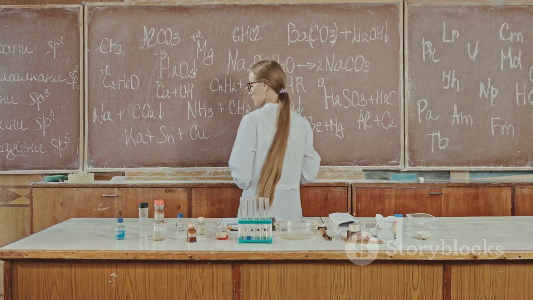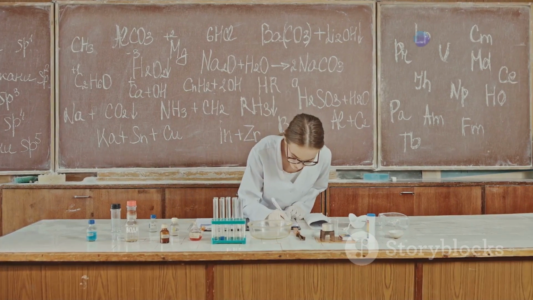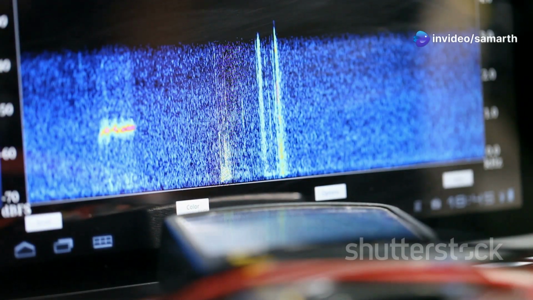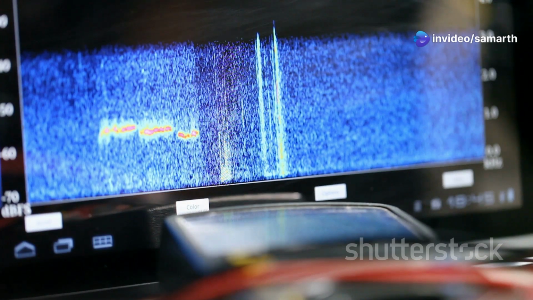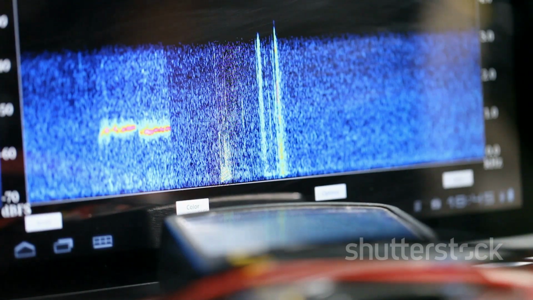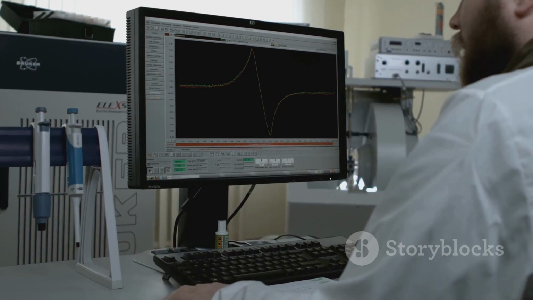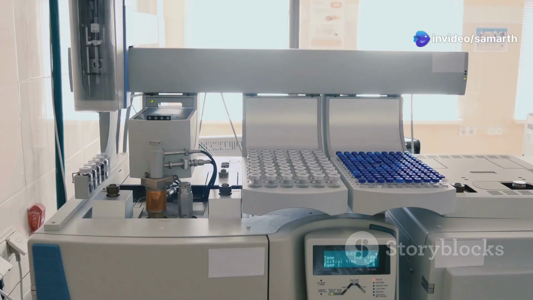FTIR spectroscopy relies on a mathematical operation called the Fourier Transform. This mathematical transformation converts the signal from the time domain to the frequency domain, allowing us to see the individual frequencies of light absorbed by the sample. This transformation is essential for interpreting the complex data obtained from an FTIR spectrometer.